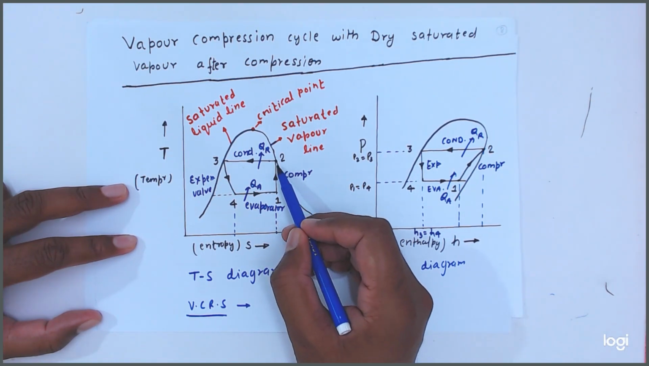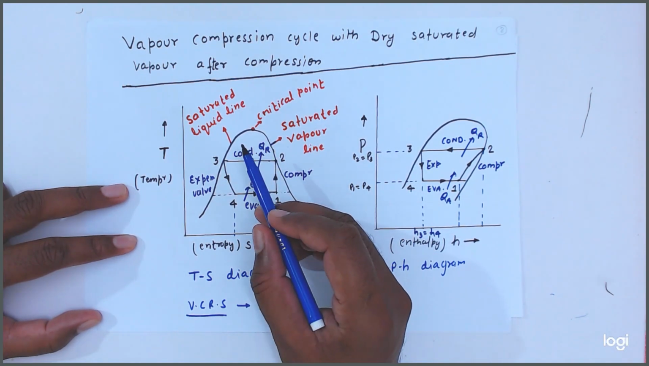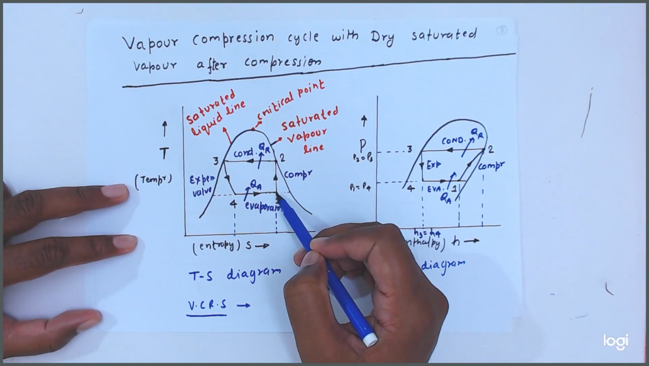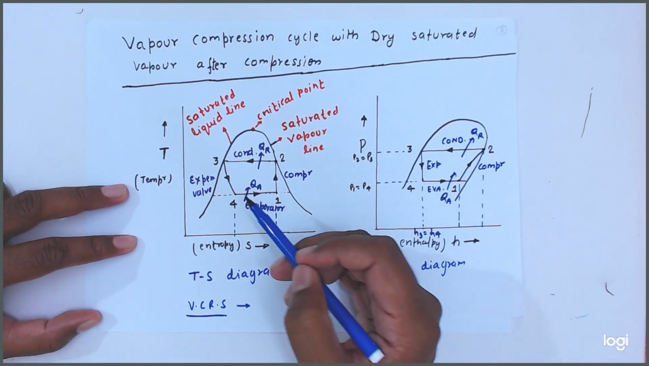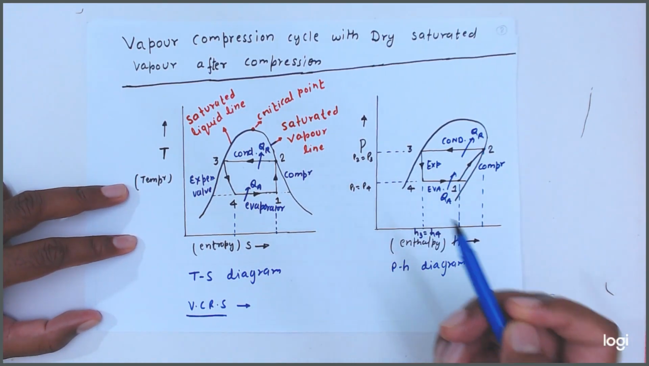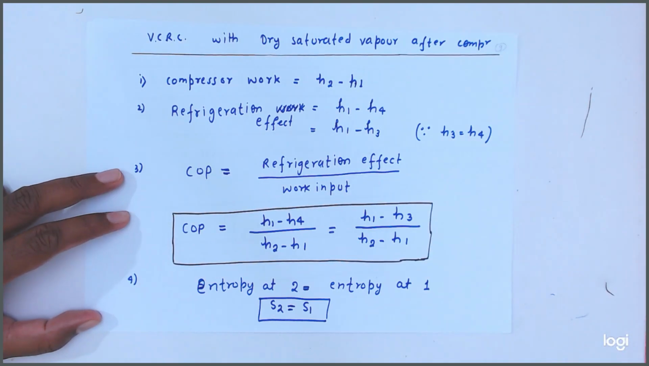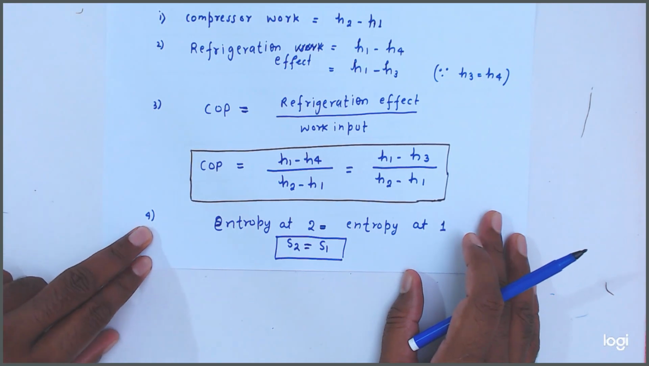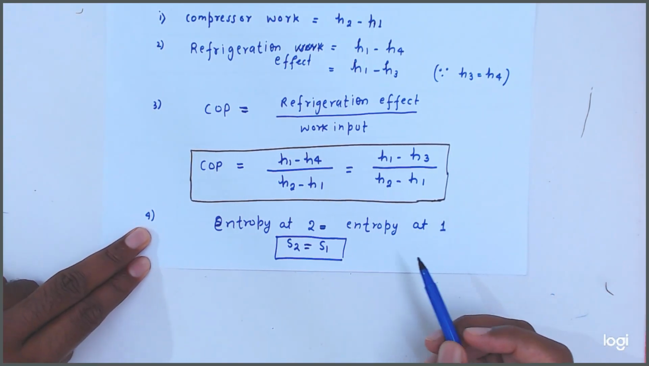because the value has been given on the saturated vapor line and on the saturated liquid line. But how can you find at this point? How can you find this point? So how to solve this one? See here, friends. Now the concept of entropy will come here. Okay.